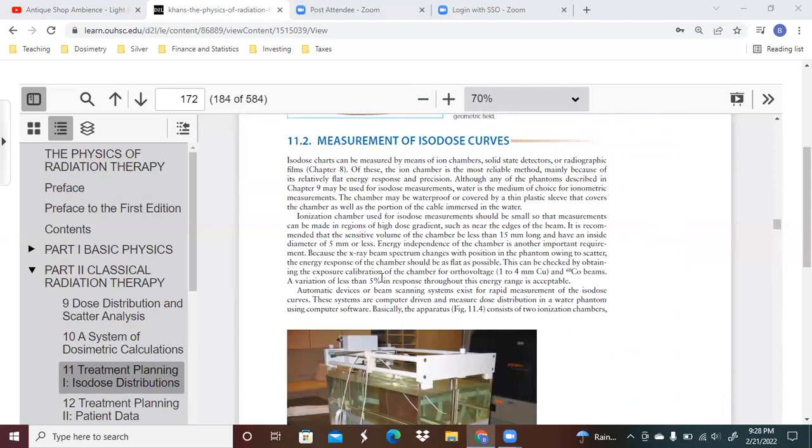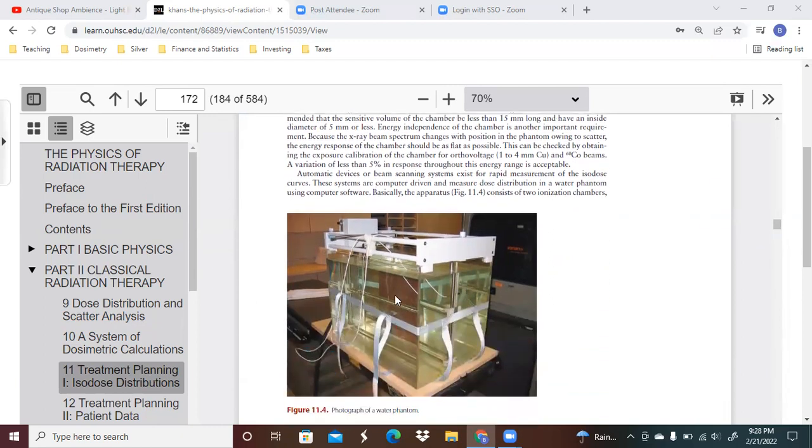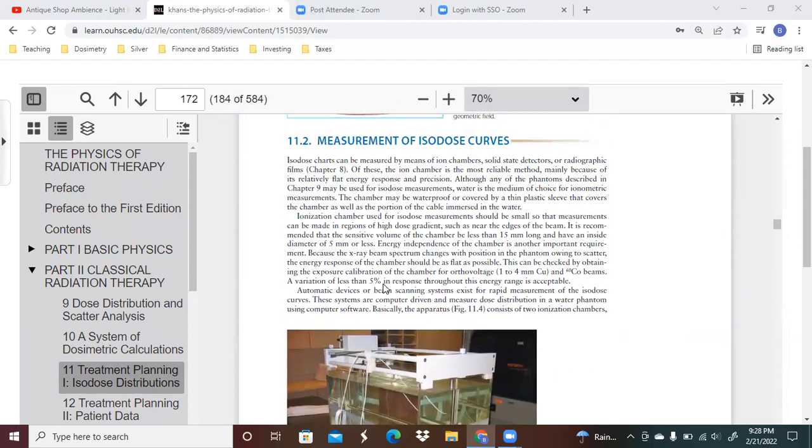So measurement of isodose curves is usually done by ion chambers, solid state detectors, or radiographic film. An ion chamber is the most reliable method. It may be waterproof or covered by a thin plastic sleeve. Basically, you've got a huge tank of water, and there are lots of different types of protocols that you have to run in order to do this correctly.